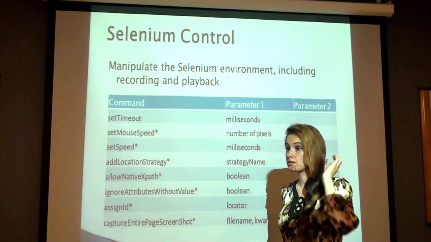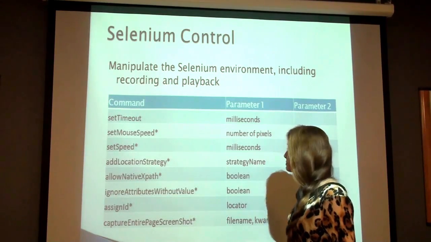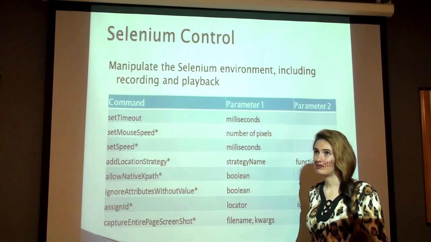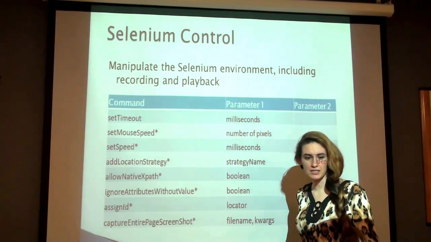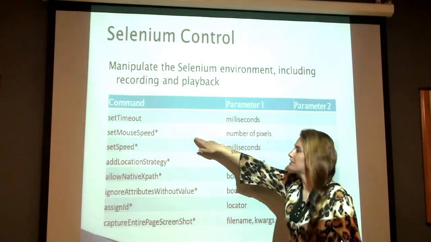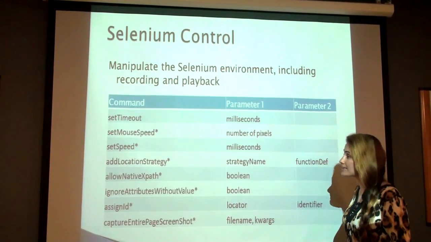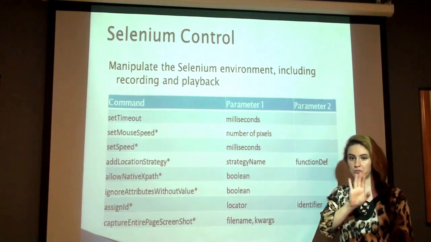How about set mouse speed? Mouse speed is actually in number of pixels per, I don't remember if it's per second or millisecond. Per second? If you type this command in and you go to the reference tab, it should tell you if it's milliseconds or seconds. But essentially, it's just how fast the mouse moves across the screen.